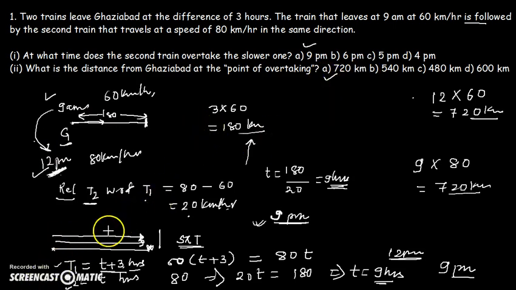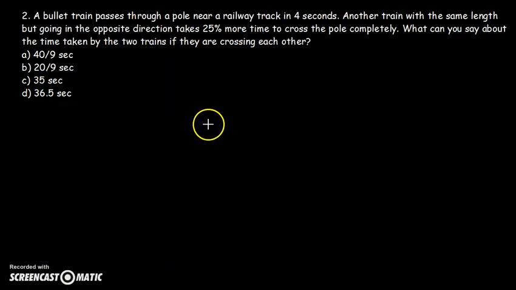Hope you got the methods. Let us see the second question in this series. A bullet train passes through a pole near a railway track in 4 seconds. Another train with the same length but going in the opposite direction takes 25% more time to cross the pole completely. What can you say about the time taken by the two trains if they are crossing each other?